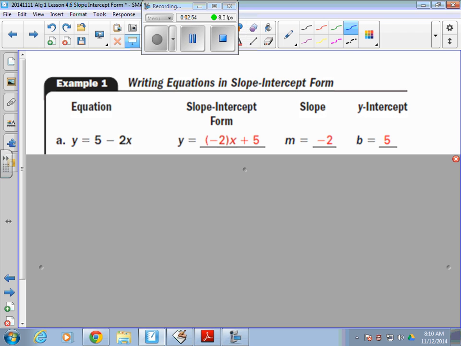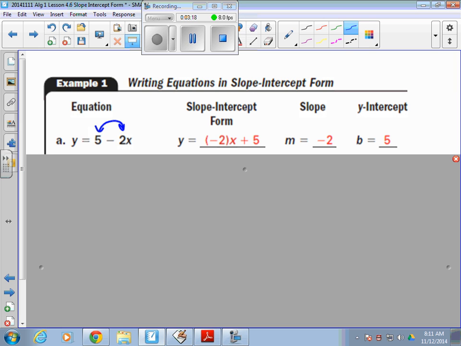Okay, here's writing equations in slope-intercept form. Example number 1 says write y equals 5 minus 2x. Notice y equals is already all by itself. Remember, all you have to do to make it slope-intercept form is to reorder it. Put negative 2x first and then positive 5.